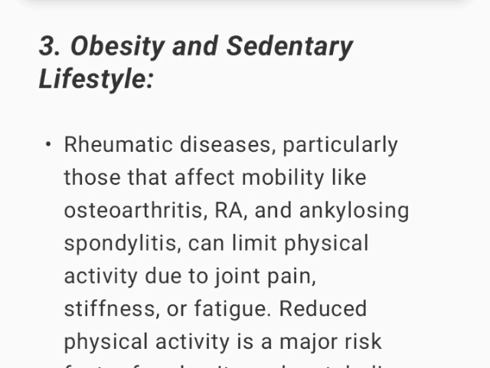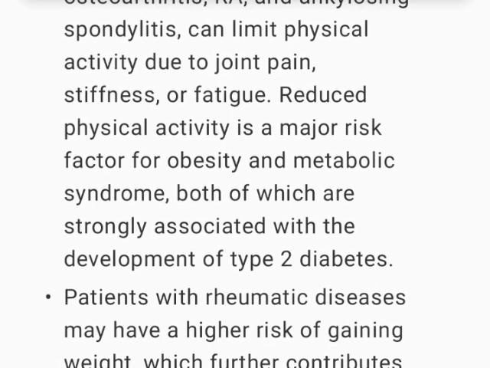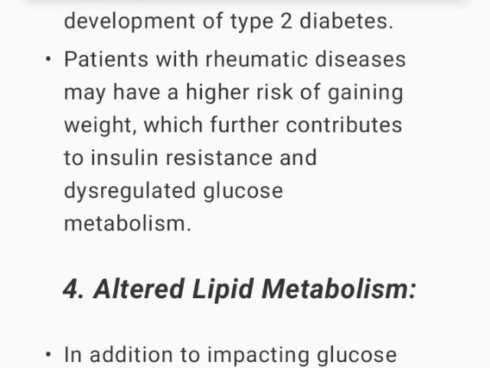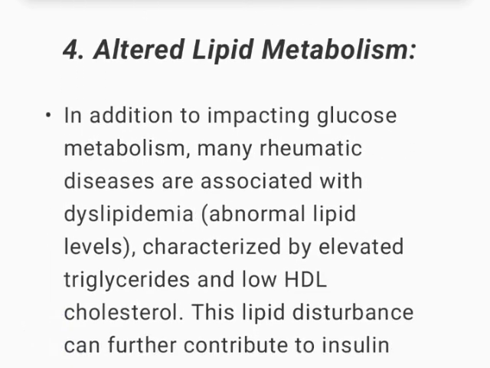Rheumatic diseases, particularly those that affect mobility like osteoarthritis, RA, and ankylosing spondylitis, can limit physical activity due to joint pain, stiffness, or fatigue. Reduced physical activity is a major risk factor for obesity and metabolic syndrome, both of which are strongly associated with the development of type 2 diabetes. Patients with rheumatic diseases may have a higher risk of gaining weight, which further contributes to insulin resistance and dysregulated glucose metabolism. Number 4. Altered lipid metabolism.